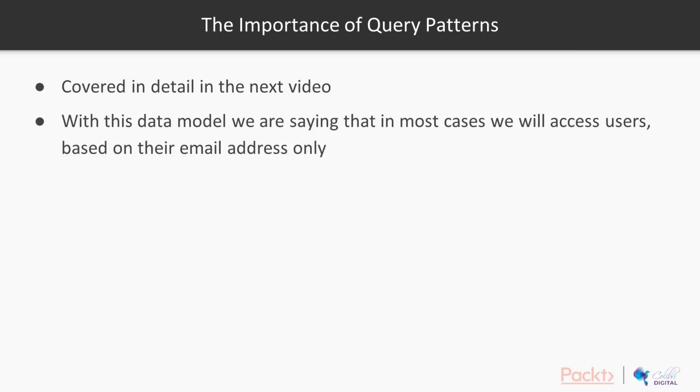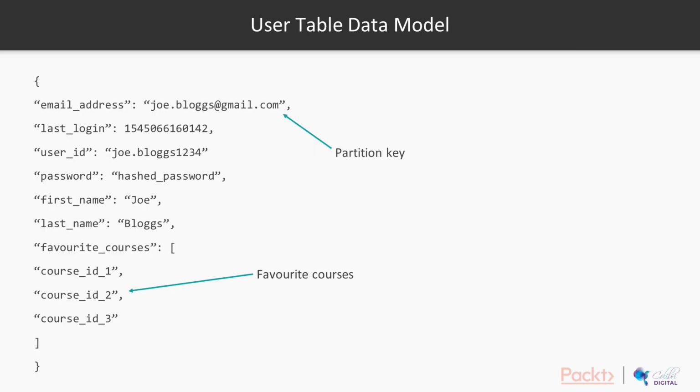But with this data model, we're saying that in almost all use cases, and I mean more than 99% of use cases, we'll only access users based on their email address, and we'll only ever access courses based on their course ID. Now, if we just go back a moment, if we decide we want to access users based on user ID, with this table model, we can't do it. If we want to find all users that are called Joe, we can't do it. DynamoDB doesn't let us do that unless we do a scan. And as we'll find out in the next video, scans are really, really bad.